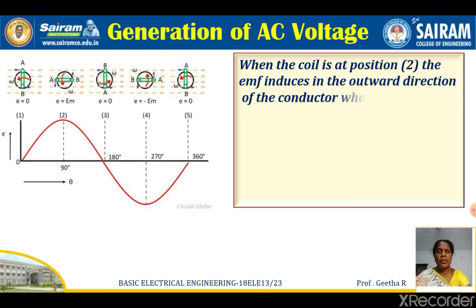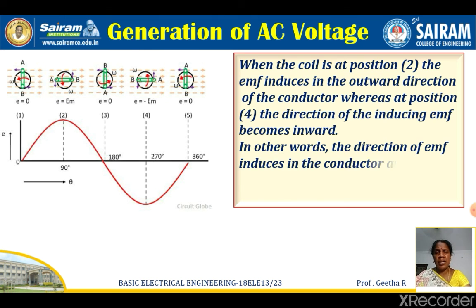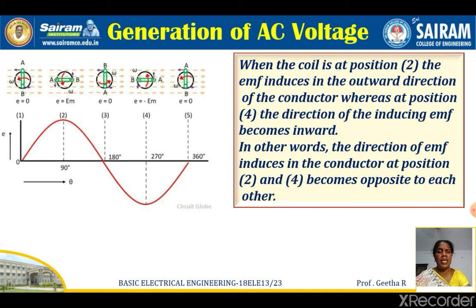When the coil is at position 2, the EMF induces in the outward direction of the conductor, whereas at position 4 the direction of the induced EMF becomes inward. In other words, the direction of the EMF induced in the conductor at positions 2 and 4 becomes opposite to each other. That is, at position 2 it is positive EMF, and at position 4 it is negative EMF. So you can say it is just equal and opposite.